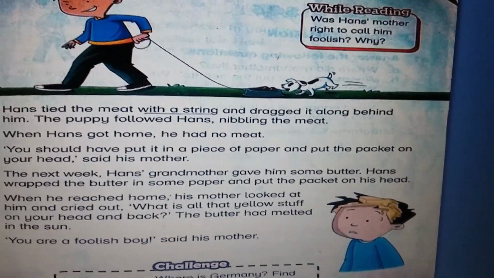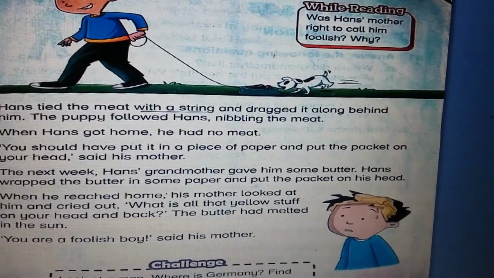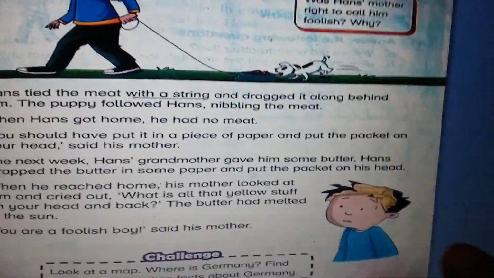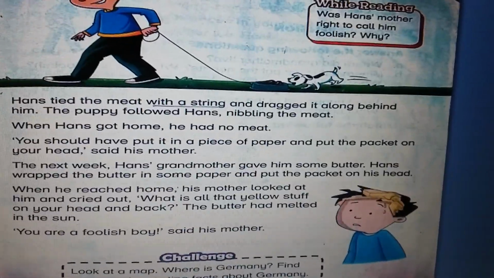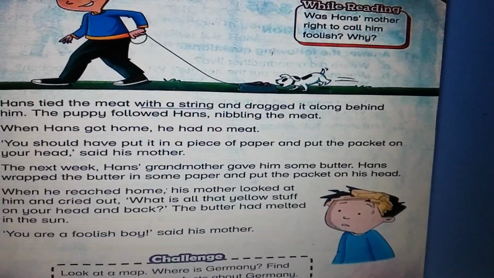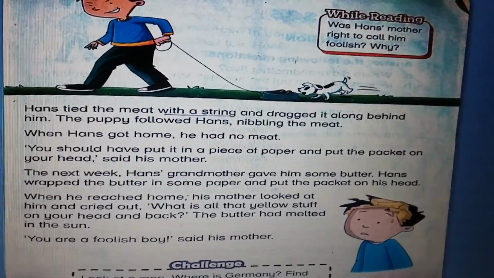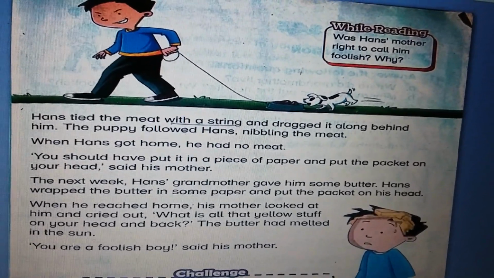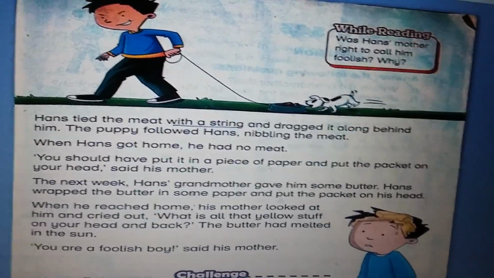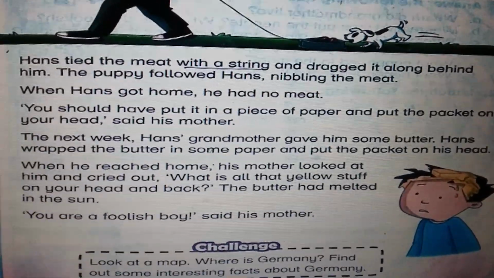Hans wrapped the butter in some paper and put the packet on his head. Look at it. This is butter, a bar of butter. What will happen when his head has black hair? As we know, in the hot sun, black color absorbs a lot of heat. What will happen? This butter will melt due to the heat.